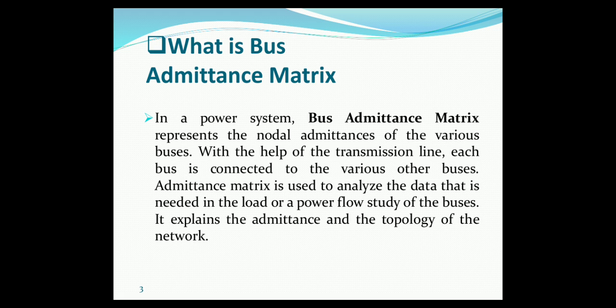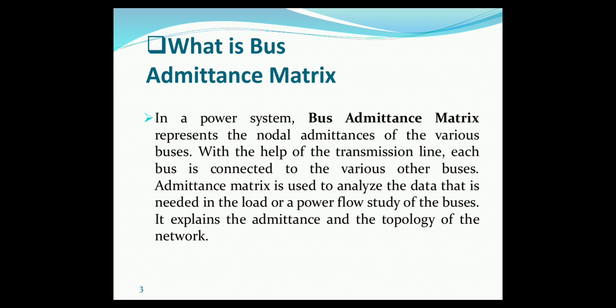particular system has three buses, represented by 1, 2 and 3, where the transmission lines are connected along with the loads between them. So it consists of three buses. With reference to those three buses, you need to calculate the admittances of each bus, and it should be represented in the form of a matrix. That is, the bus admittance matrix represents the nodal admittances of various buses, the admittances of each bus connected in that particular power system. The buses may be 3, 4, 5, 6 or whatever it may be, depending upon the given problem.